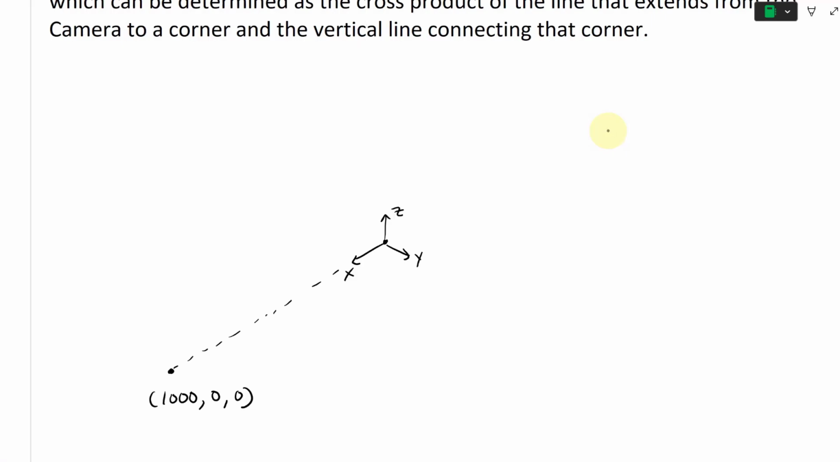So let's say the camera is here, at 1000, 0, 0, and it's going to extend. I'll put a dashed line like that, and I will draw the z axis, then the y, and the x, just to get our orientation correct. Alright, now let's draw the clipping plane, from here to the corner. Let's make it look nice.